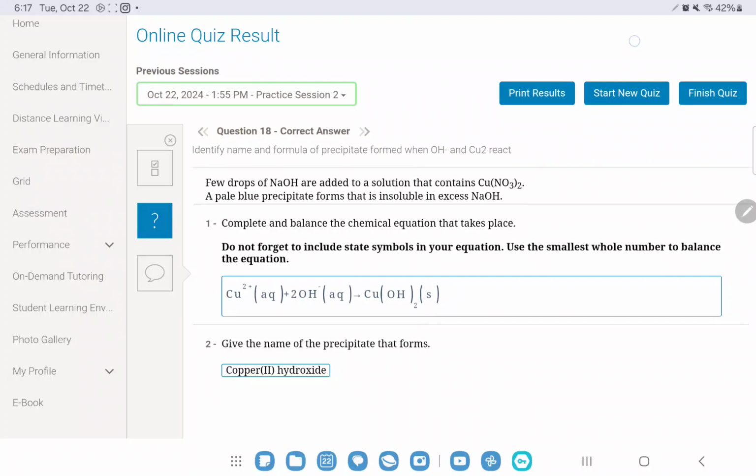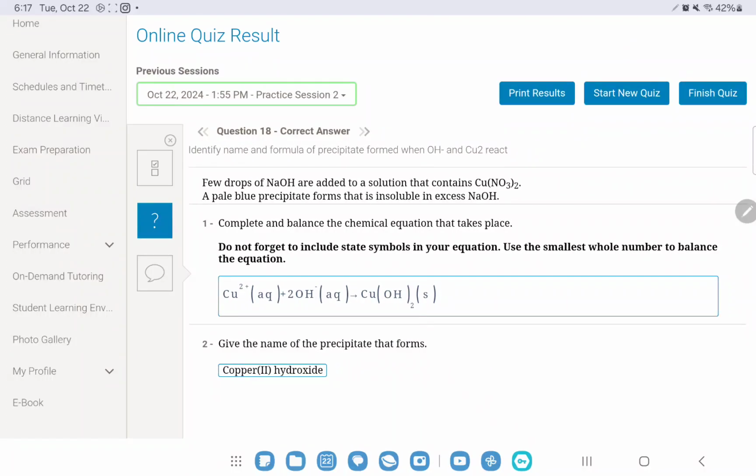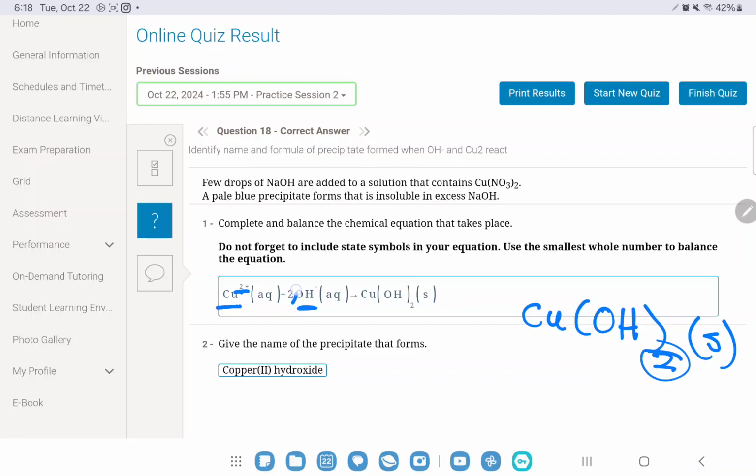So, for this question, a few drops of NaOH were added to this pale blue. We don't really care about the question. They just want us to balance. So, you see the copper, you see the OH, put them together. Copper, OH. You see the number here, you put it down here, and you give it the solid. And then when you have a 2 down here, we have to put it here.